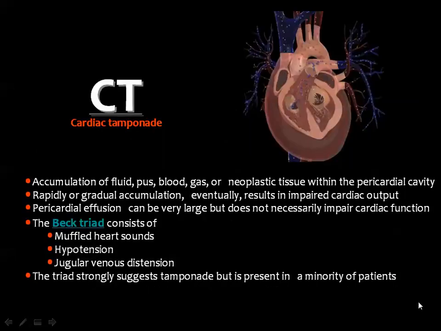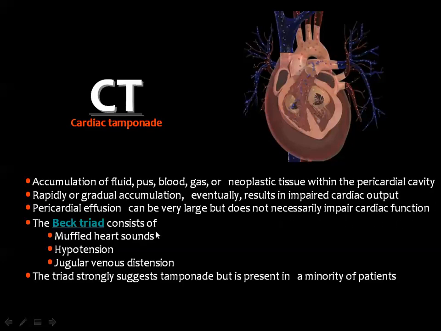The last issue is cardiac tamponade, and cardiac tamponade means accumulation of fluid like effusion, pus, or blood, or even gas, or neoplastic tissue within the pericardial cavity, hindering the contractility of the heart. The pericardial effusion, this is very important, can be very large, but it does not necessarily impair the cardiac function.